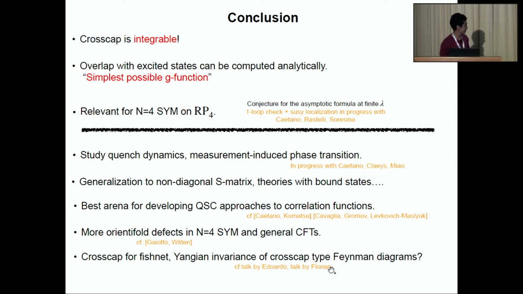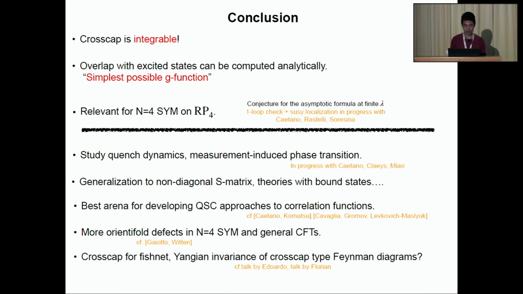So the punchline is that the crosscap is integrable. The overlap with excited states can be computed in both field theory and spin chain analytically, and in some sense it looks like the simplest possible G function. Furthermore, it's relevant for N=4 super Yang-Mills on RP4. We have a conjecture for the asymptotic formula at finite lambda, and we are doing one-loop checks and also SUSY localization.